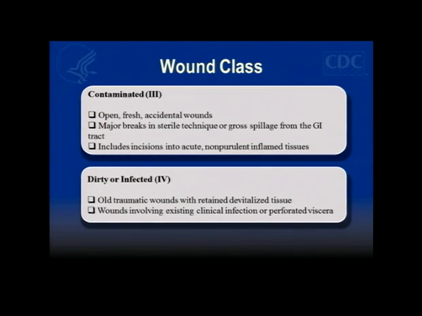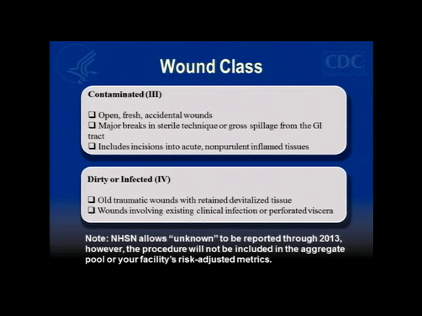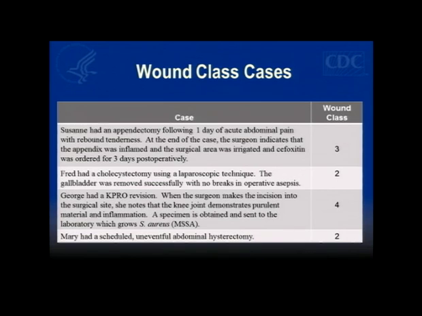And for class 3 and class 4, these are the current definitions. They're not changing for 2013. So let's do a couple of examples of wound class. I've modified this from what's in your handout, so you may want to change this. This first one: Suzanne had an appendectomy following 1 day of acute abdominal pain with rebound tenderness. At the end of the case, the surgeon indicates that the appendix was inflamed and the surgical area was irrigated, and cefoxitin was ordered for 3 days post-operatively.